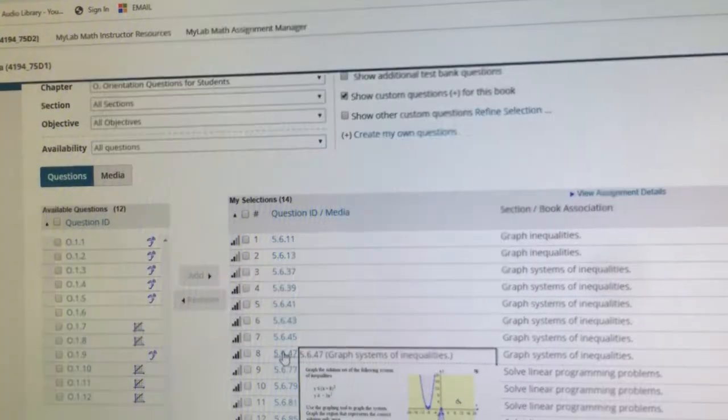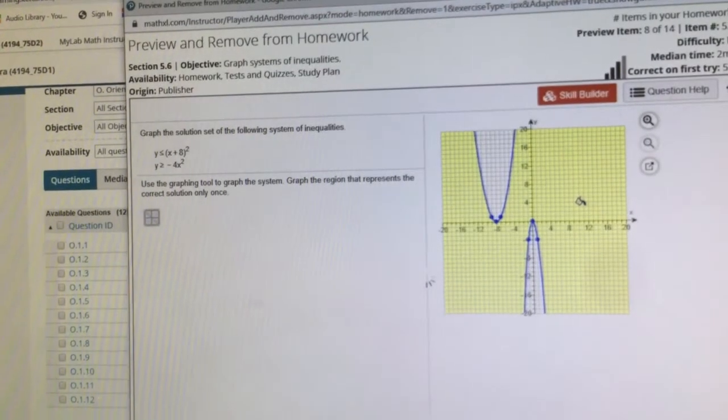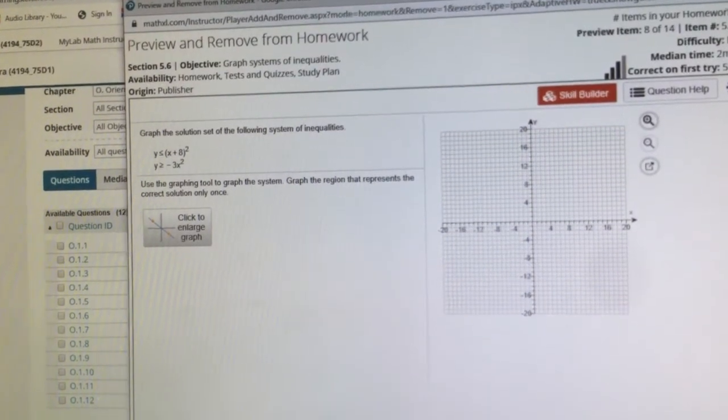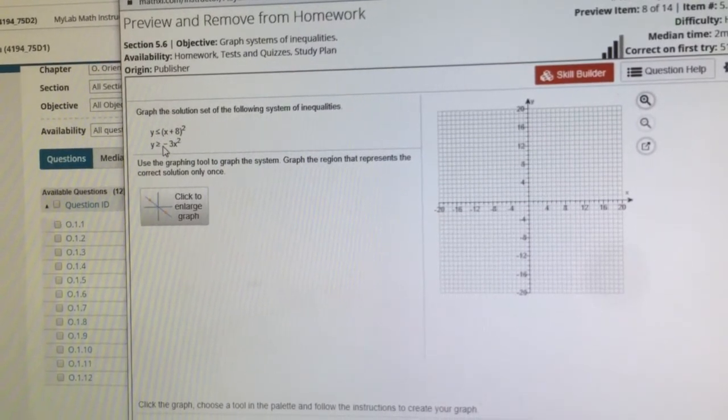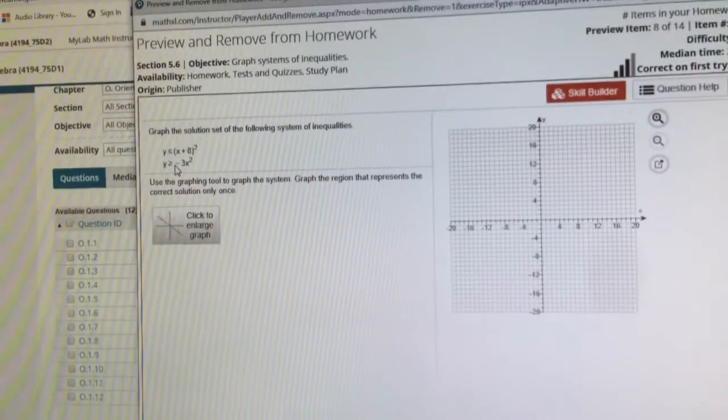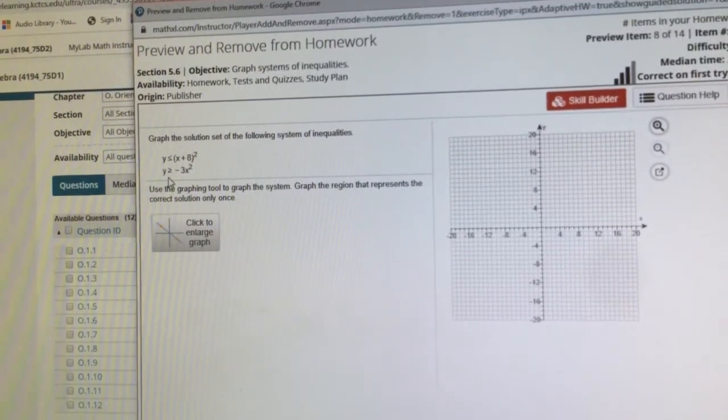All right, we're going to do one more of these, number 8. Number 8, we have 2 parabolas. Both of them have solid lines there, so we'll just get that out of the way. We're not going to have dotted lines on this because they have equal to lines there.